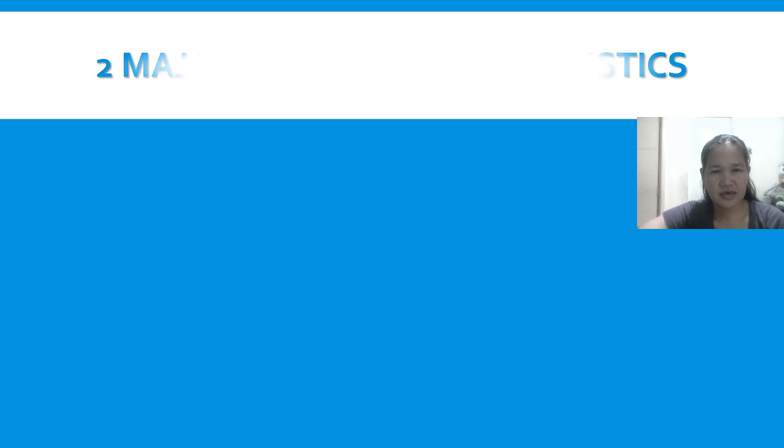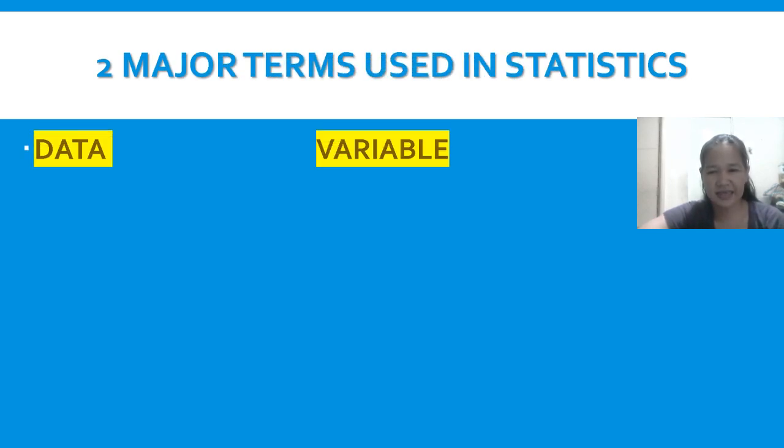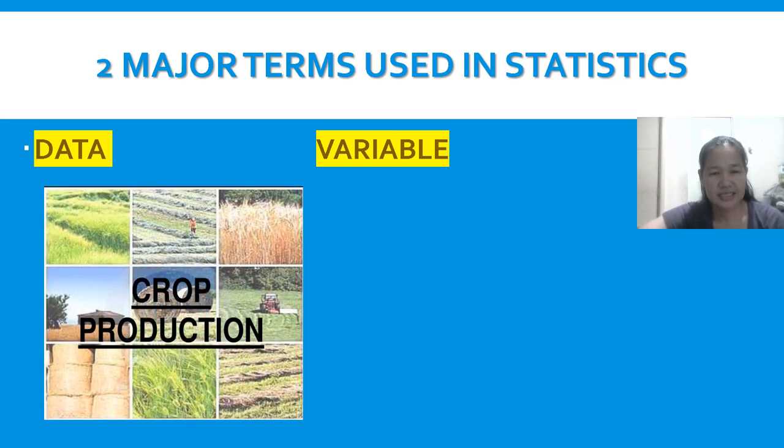Okay, there are two major terms used in statistics: the data and the variable. The data is a body of information or observation being considered by the researcher. When data is processed, information, which is the basis for decision making, is produced. For example, crop production.